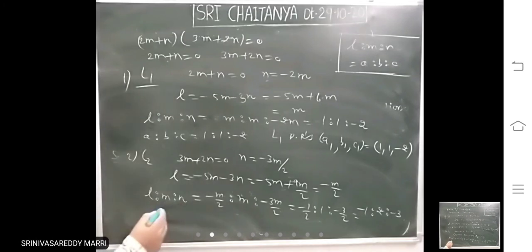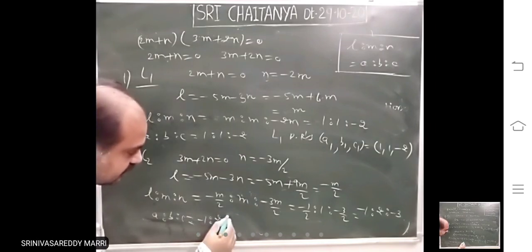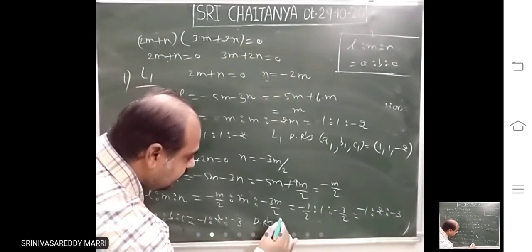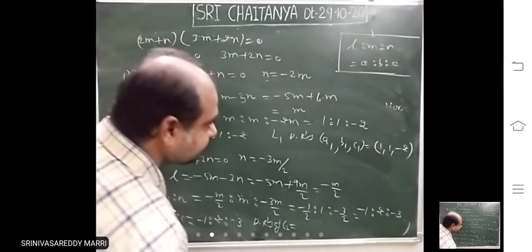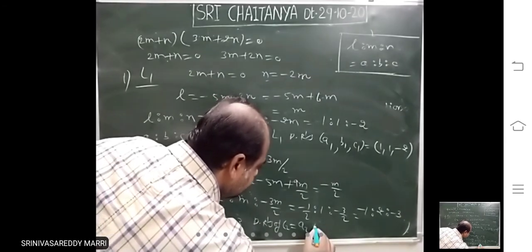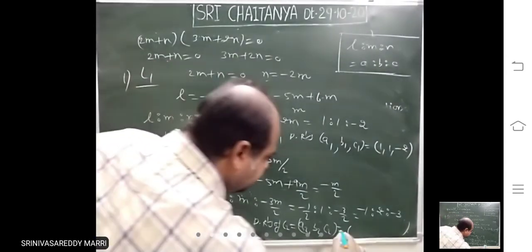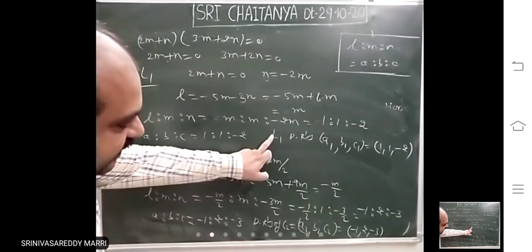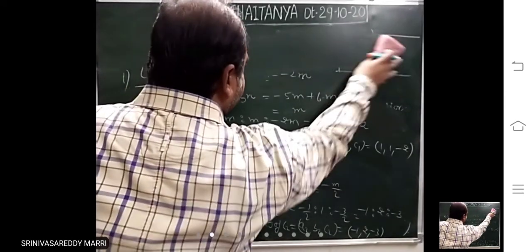So therefore L is to M is to N is, ratio of DRs is nothing but minus 1 is to 2 is to minus 3. Therefore, now you got DRs of L2. DRs of L2 are A2, B2, C2. This is minus 1, 2, minus 3. Now you got DRs of L1, DRs of L2. Now you can calculate what is the angle between two lines.